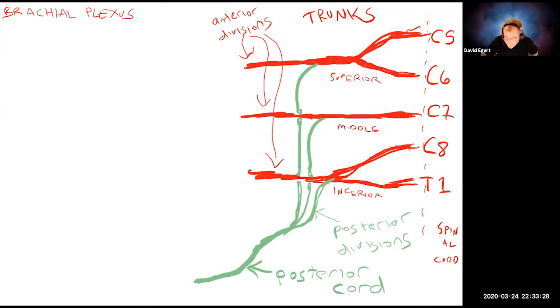Now we're going to look at the anterior divisions. The anterior divisions, one continues forward, joins with the middle division, and it's going to become what's called the lateral cord. Lateral cord, if you're thinking about the arm, think about this as staying on the outside of the arm, the lateral part of the arm.